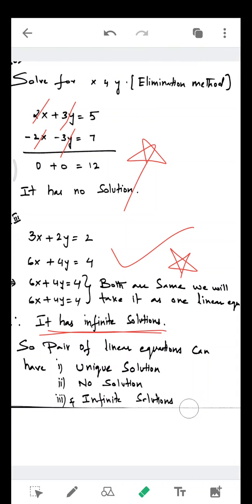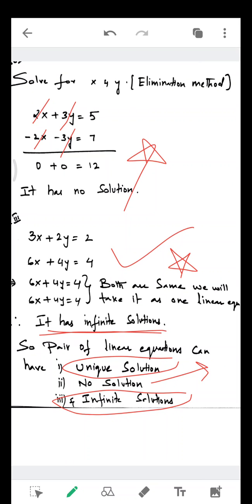Consistent means the equations can be solved, the equations which have a solution. So I can say that when you get a unique solution, it is consistent. Infinite solutions is also consistent, whereas no solution is called inconsistent.